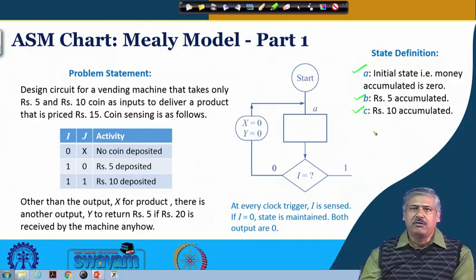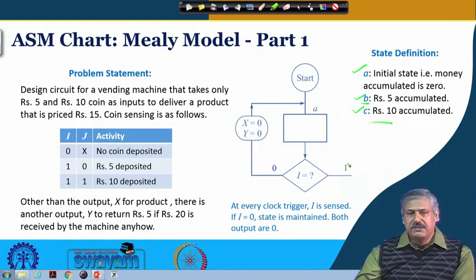Rupees 15 is not required because it is a Mealy model. Whenever rupees 10 is there, if it receives rupees 5, it will deliver a product. If it receives rupees 10, it will deliver a product as well as return rupees 5. And at B, if it receives rupees 5, it goes to the next state, C, and if it receives rupees 10, it will deliver a product and come back to the initial state. So that's why rupees 15 is not required. Is it clear?